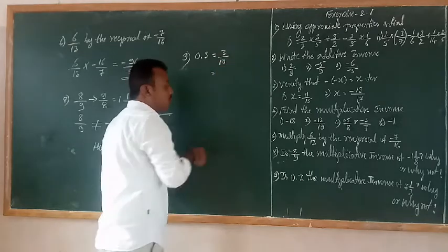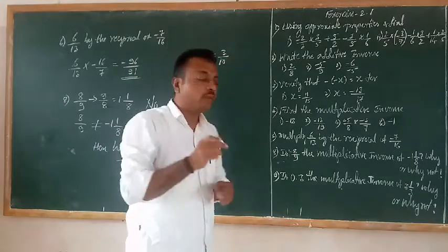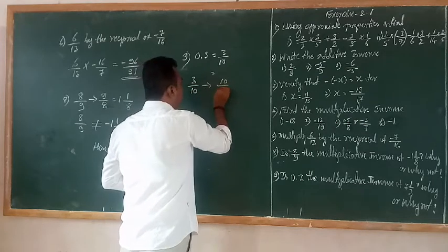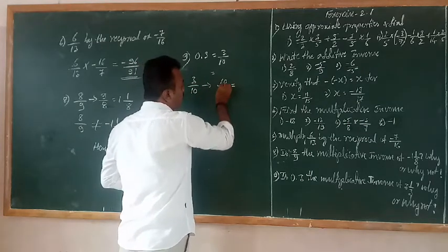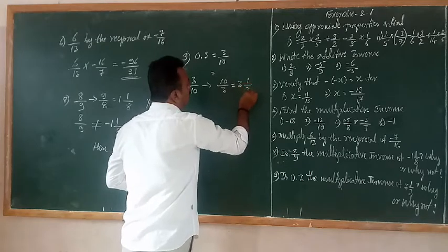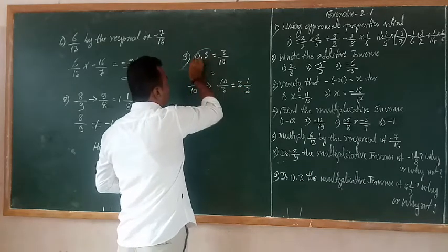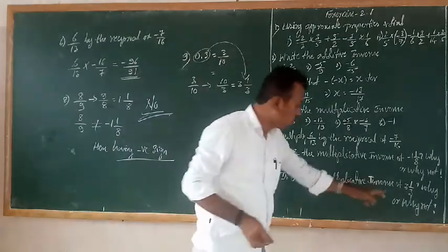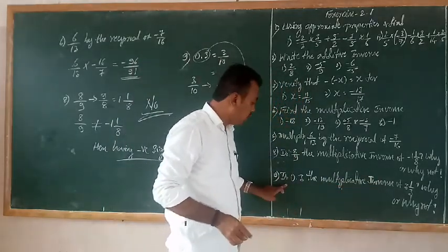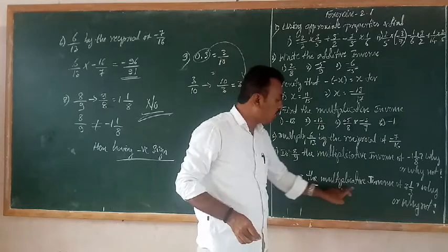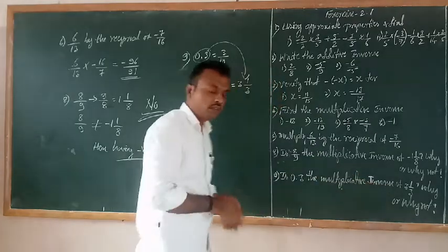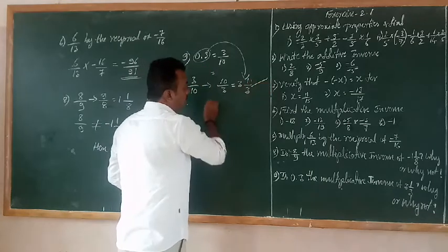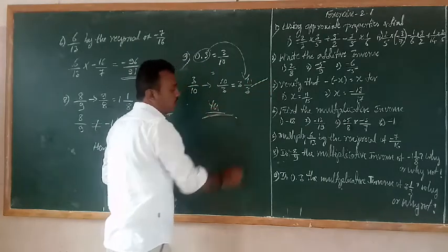Now what is the reciprocal of 3 by 10? The reciprocal is 10 by 3. In simplest form, 3 threes are 9, remaining is 1, so 3 1 by 3. So the reciprocal of 0.3 is 3 1 by 3. Correct? Yes, this statement is correct. Yes, 0.3 is the multiplicative inverse of 3 1 by 3. So the answer is yes. Understand?